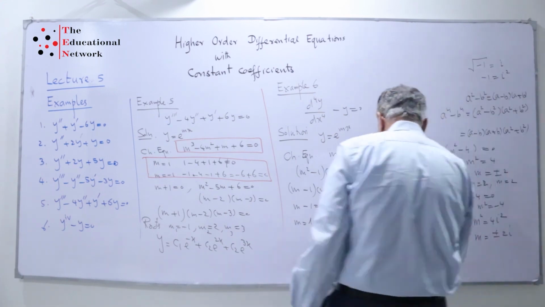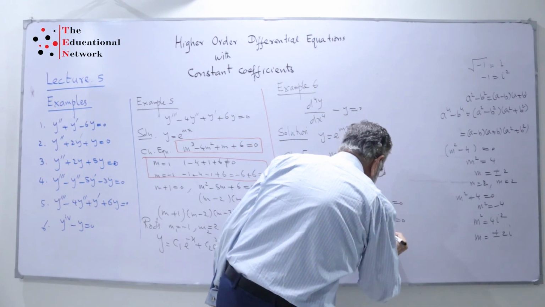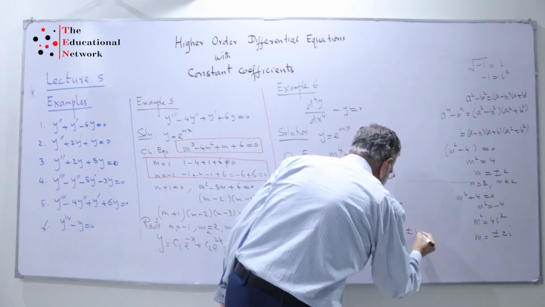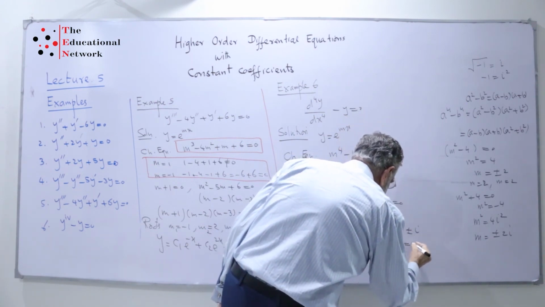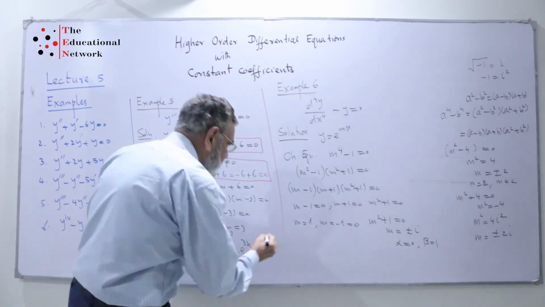So for this one, we get m^2 + 1 = 0 as explained. We get m = plus or minus i. So I get alpha = 0 and beta = 1. These are my complex roots. Now I write my general solution.